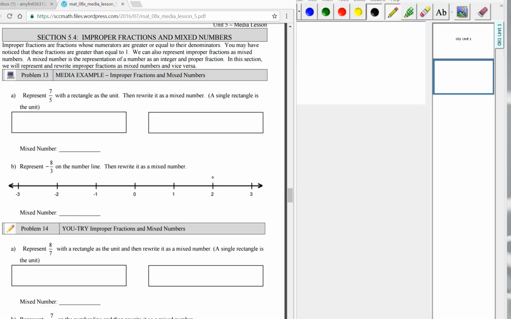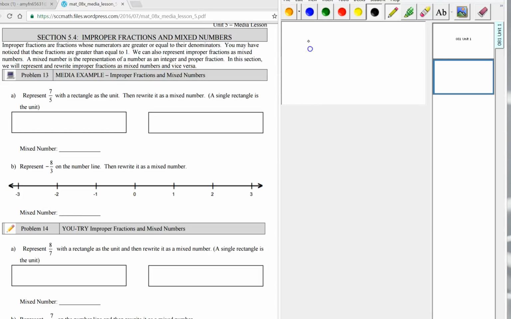So for example, for 7/5 we have two rectangles. Notice again it says a single rectangle is a unit. And I always make the standard disclaimer, pretend that these pieces are of equal size. And if they represented 7/5, of course there's multiple ways to do this, but maybe they'd shade in 5 here and 7 here. So this would be 7/5 if one unit is the rectangle.